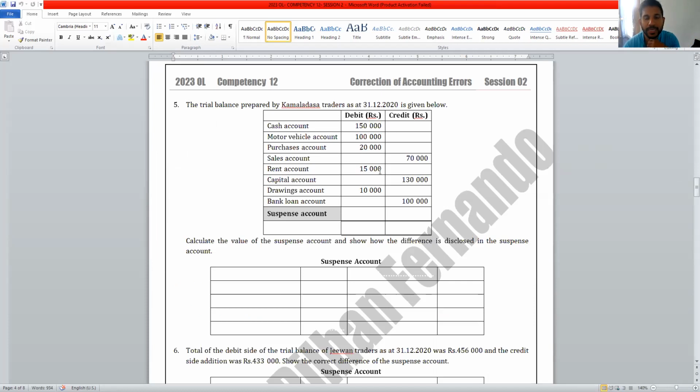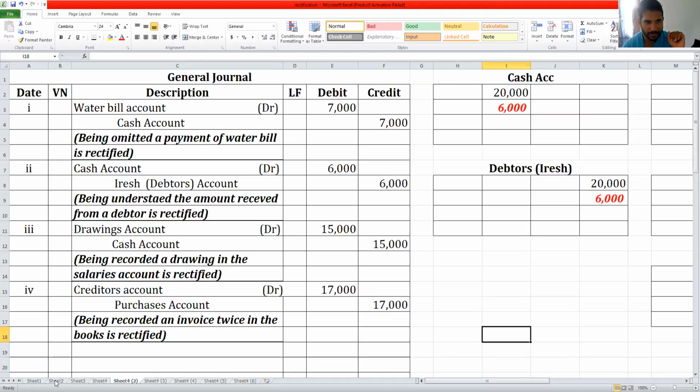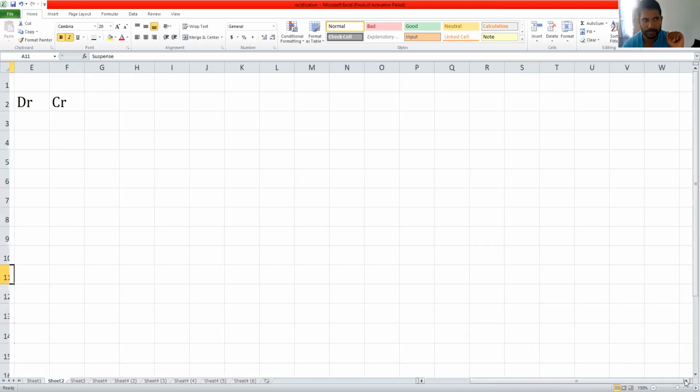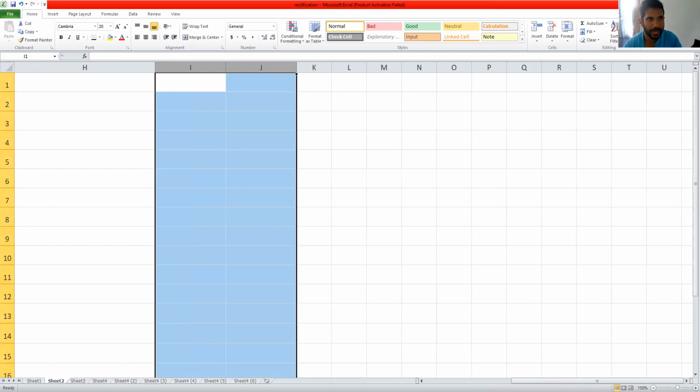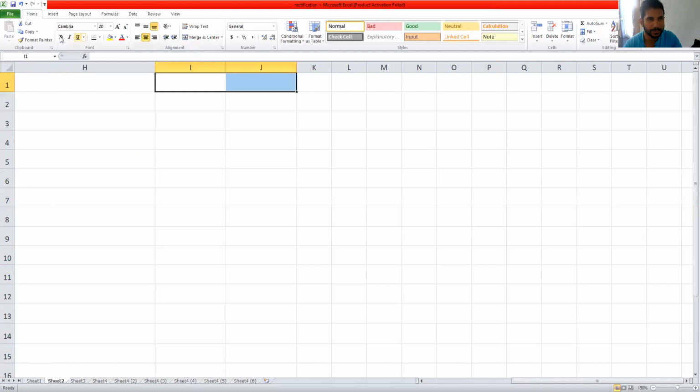The trial balance prepared by Kamaladasa traders as at 31st December 2020 is given below. Right? These are the debit values and these are the credit values. අපි values ටික ලියලා බලමුද මොකද වෙන්නේ කියලා. Give me a minute. Now we have this is the debit column. This is the credit column.